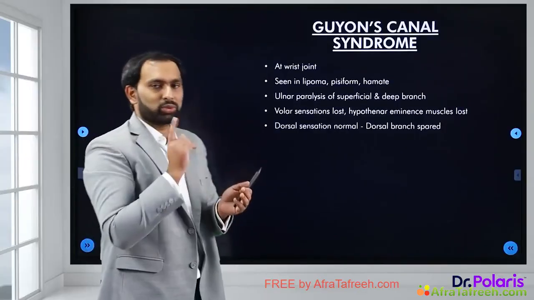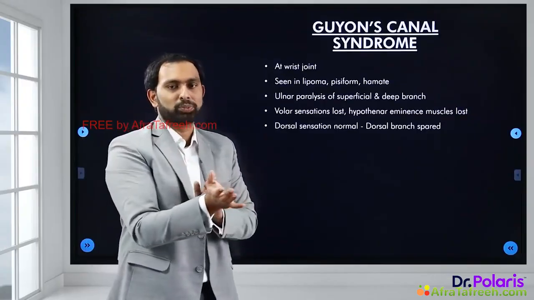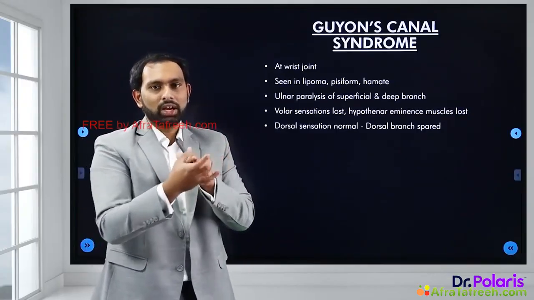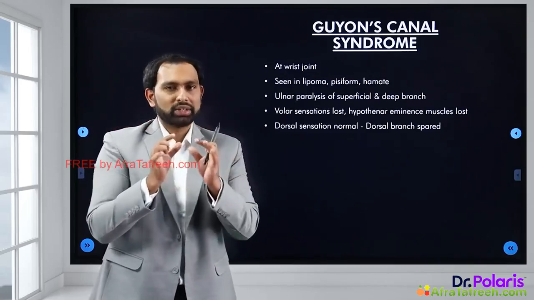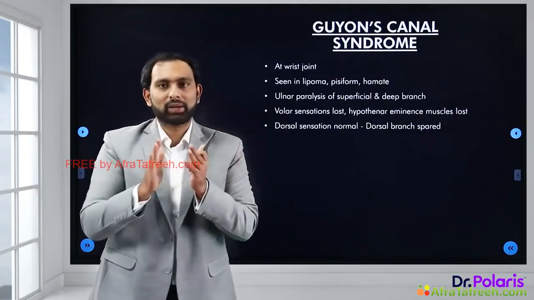Now distally, there is one site where there is compressive neuropathy. After it passes superficial to the flexor retinaculum, it goes through a tunnel. That small tunnel is called Guyon's canal. So at this site, there can be compressive neuropathy.